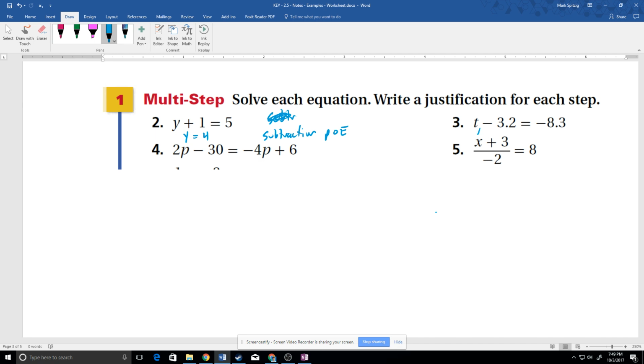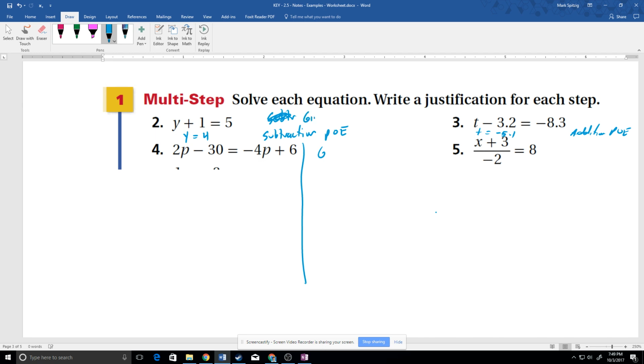We're going to add 3.2 to both sides. So we get negative 5.1 here. And again, the justification to go from here to here would be addition, because I'm adding to both sides. Addition property of equality. Okay. And then in this case, it's maybe a few more steps, but that's okay. So I'm actually just going to use that as my first step here. And I'll just say that that's given.